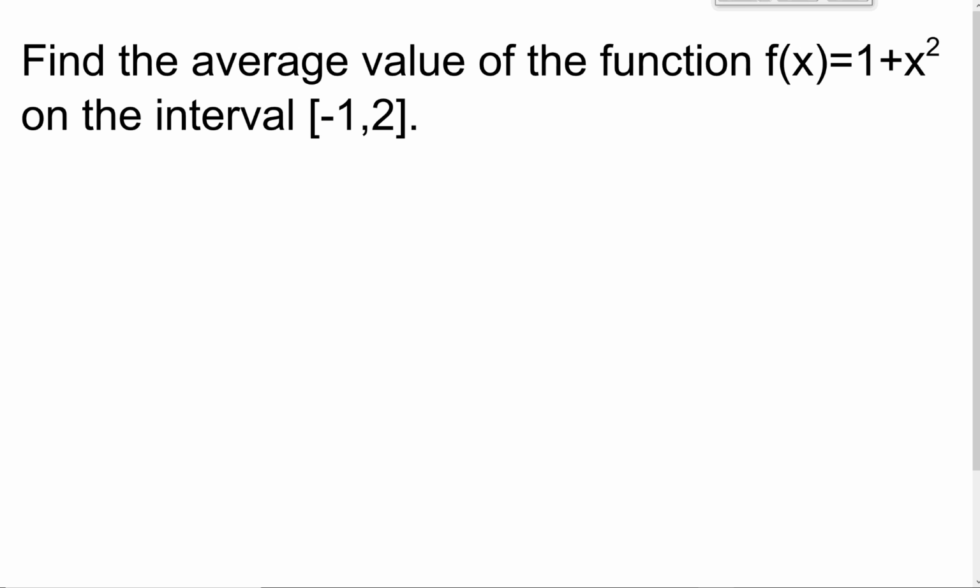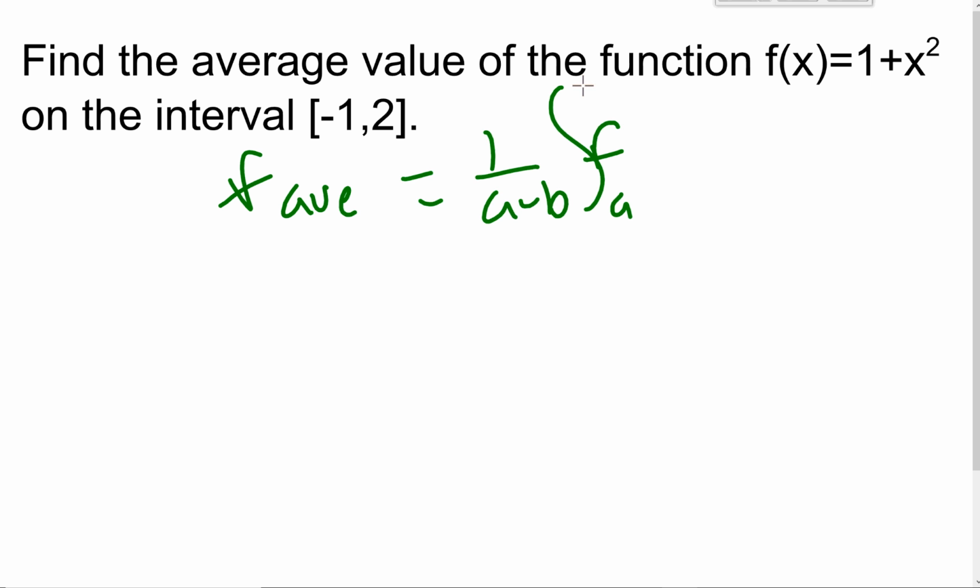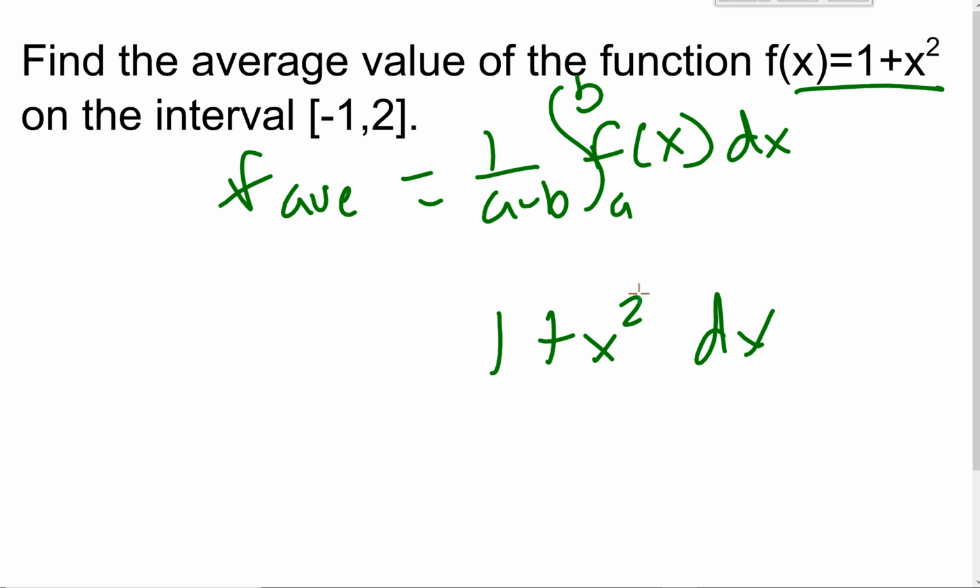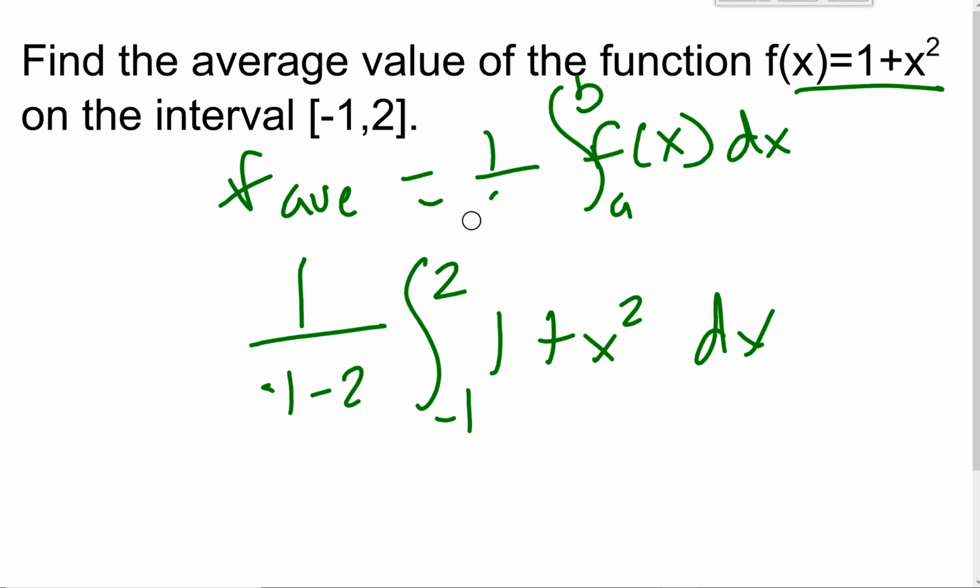All right, so here's a quick example. Find the average value. The average value of a function is 1 over b minus a times the integral from a to b of f of x. So here's our f of x. I'm taking the integral of that from a to b. Our a is -1, our b is 2, and then I multiply that by 1 over b minus a. It is actually b minus a, so that is 2 minus -1, which is 3.